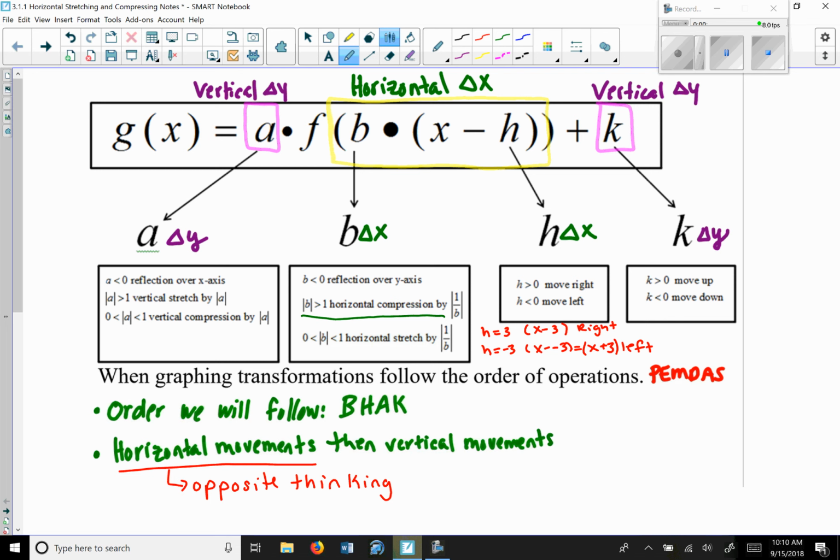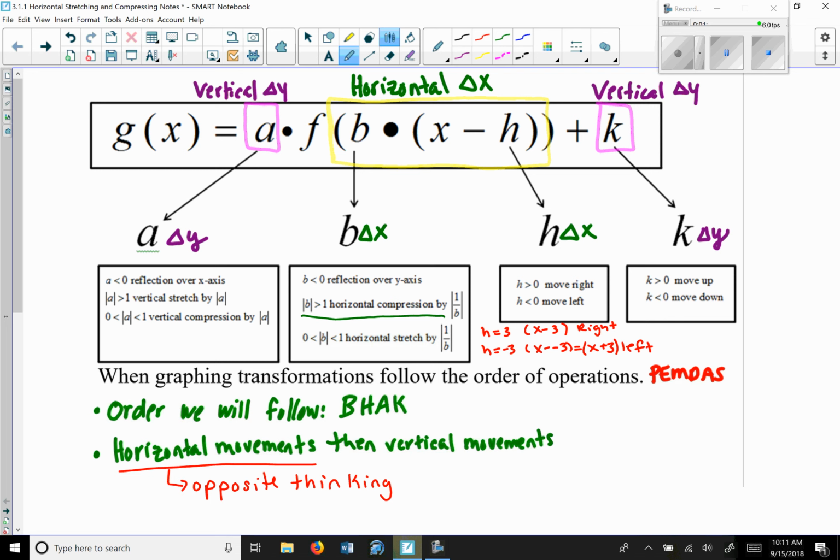For our horizontal movements, we have to recall that it's kind of opposite thinking. If we look at our H value, when our H value is bigger than 0, for instance, if my H value is equal to 3, you would be plugging 3 in for H, it would be X minus 3, which moves it to the right. If you have an H value of negative 3, so when it's less than 0, and you plug that in, you get X minus negative 3, so X plus 3, which moves it to the left. A lot of times students get that backwards. They think that minus moves it to the left and plus moves it to the right, but again, notice that it's opposite because we're plugging in a negative.